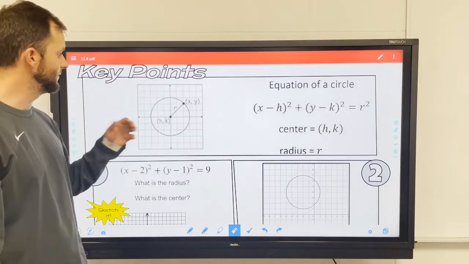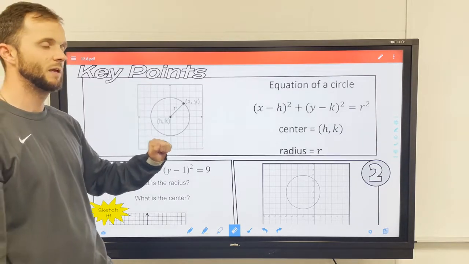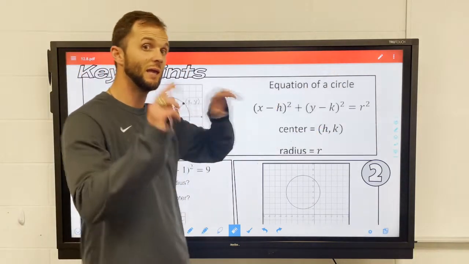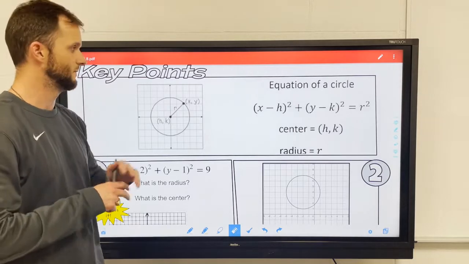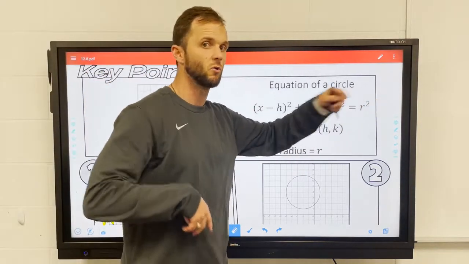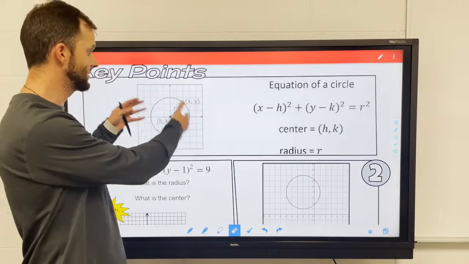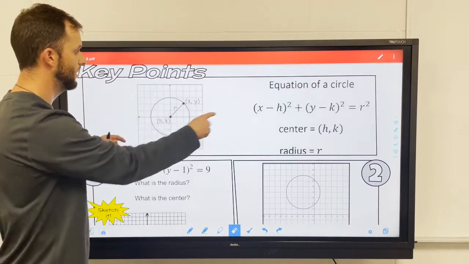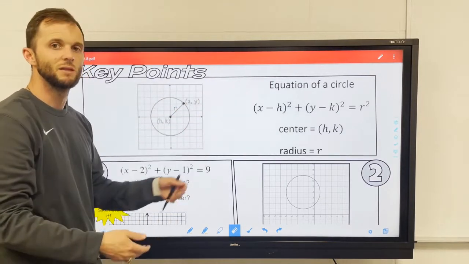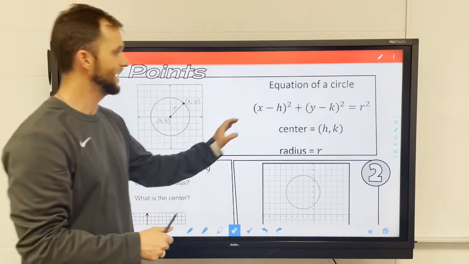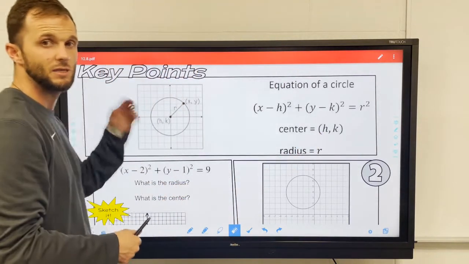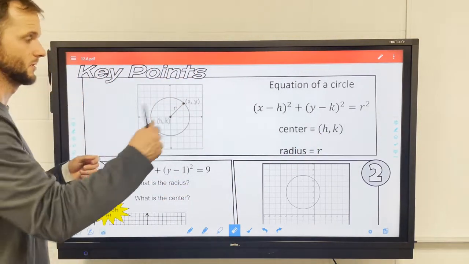So ladies and gentlemen, if you're given these pieces of the puzzle, you can just plug them into the formula and get the equation of the circle. If I was to type this into the calculator or Desmos and I wanted to make this circle, I would type in the center and the radius and it would give me the equation of the circle. We're going to be using this formula in our examples. Okay, so let's jump into that.